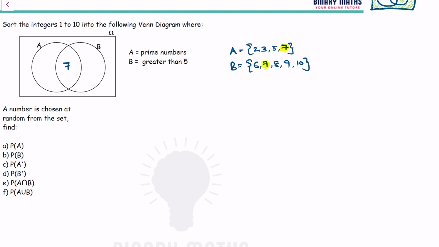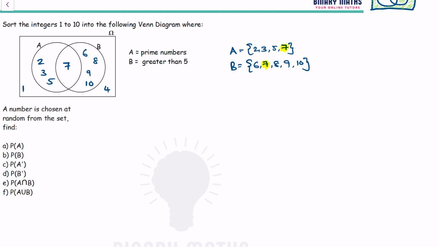In A, everything apart from 7 will go on the part that just represents A. So that's 2, 3, and 5. In B, everything apart from 7, so 6, 8, 9, 10 will go in the part that represents only B. And the numbers that don't occur in both are 1. So 1 should go outside the two circles, and we haven't got 4. So 4 is outside as well.